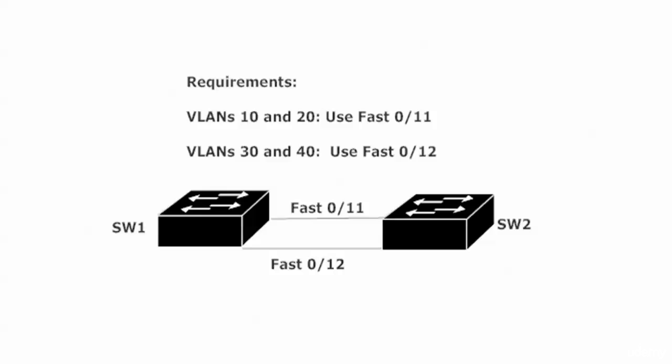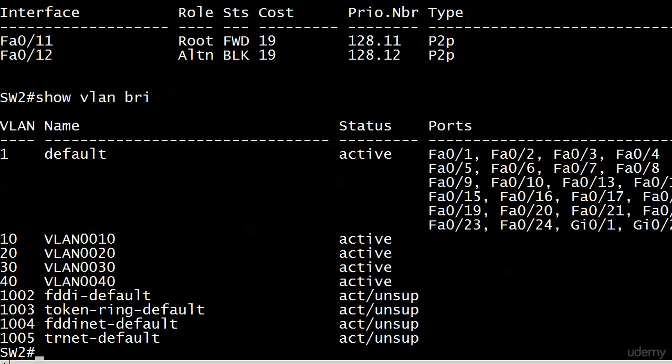We've gone back to our two switch network for the next couple of videos, switches 1 and 2. Switch 1 is the root as it has been before, switch 2 therefore the non-root. We'll still verify that in just a moment, and they're trunking over their Fast 11 and 12 ports. So let's go ahead and verify all of that before we jump in.